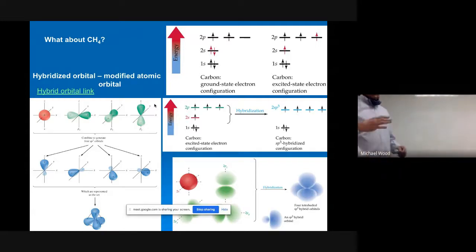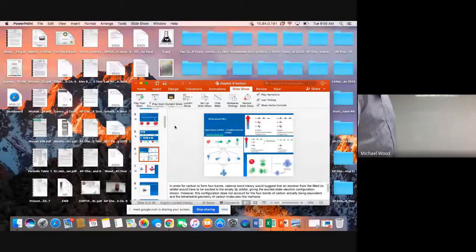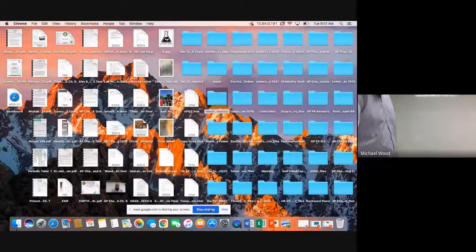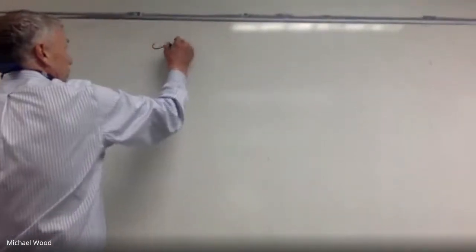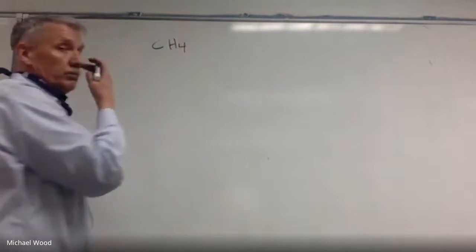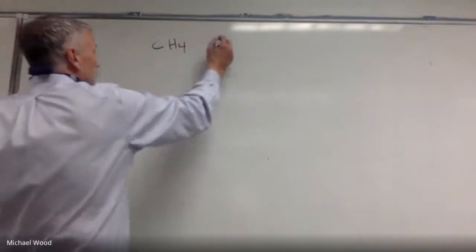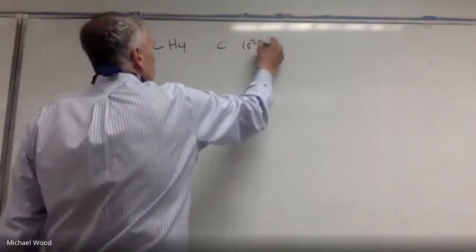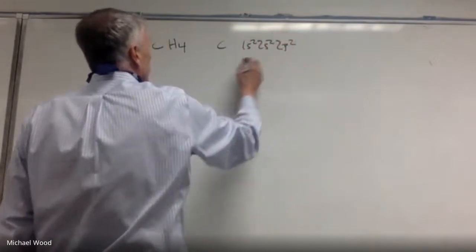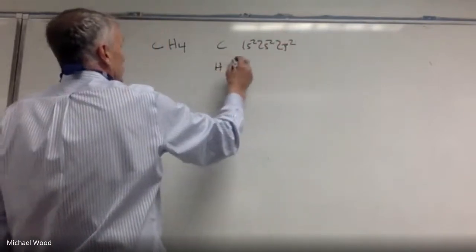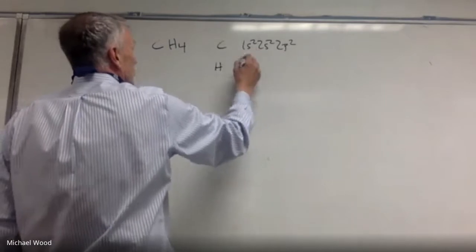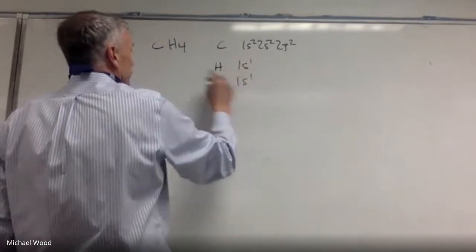Okay, so I'm just going to write on the board here. And again, what we're doing here is we're really just explaining the dots. Okay, so if I'm doing CH3, or CH4, so methane, CH4. So if I've got a carbon, which is 1s2, 2s2, 2p2, and hydrogen, which is 1s1, and there's 4 of them. So 4.